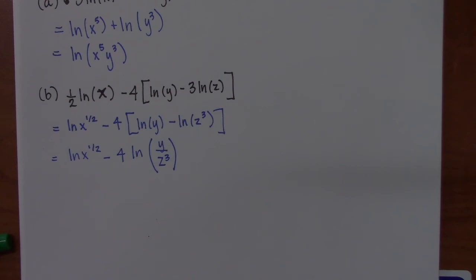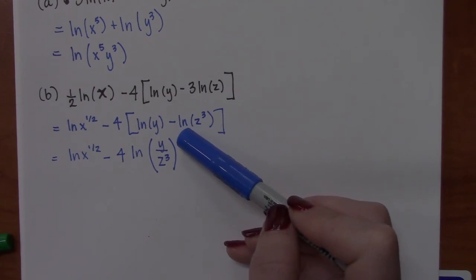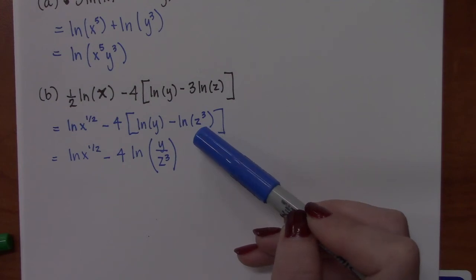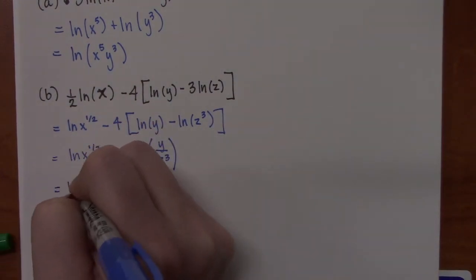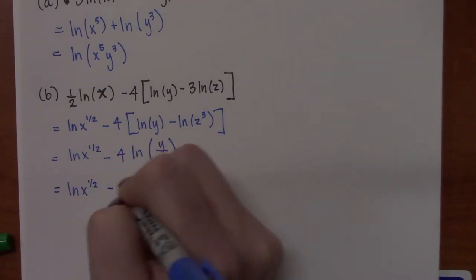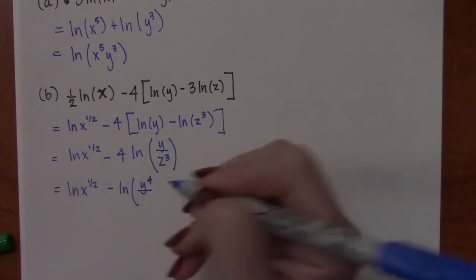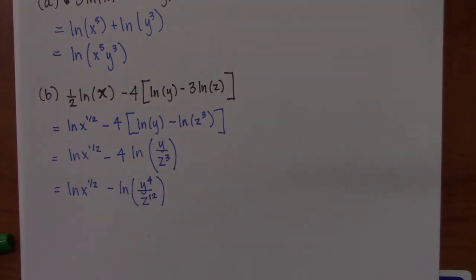So now I'm allowed to move the 4 inside, okay? But I can just put it as a 4 here, which could make things complicated. Or I know that if I have this whole fraction raised to the 4th, I'm really raising the numerator and denominator to the 4th. So this is going to be the natural log of y to the 4th over the natural log of z to the 12th. Because remember, 3 raised to the 4, you multiply.